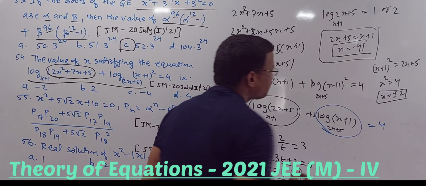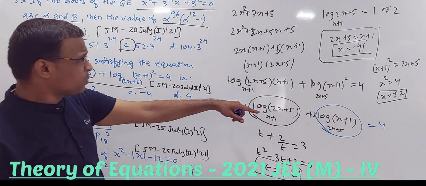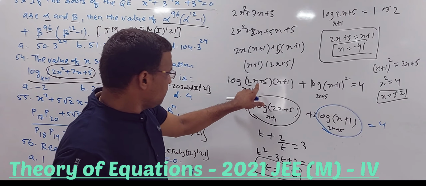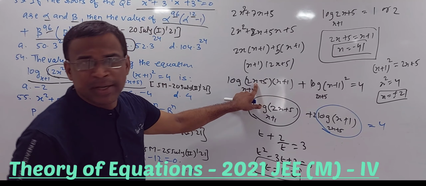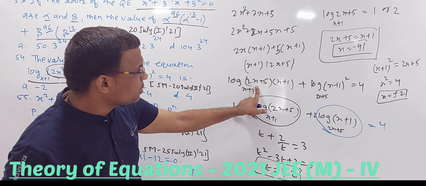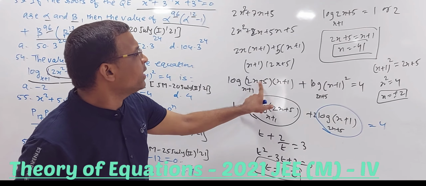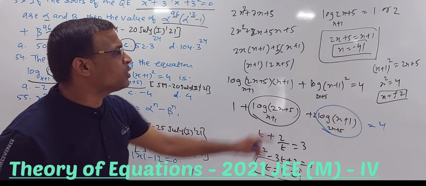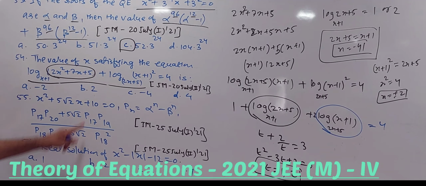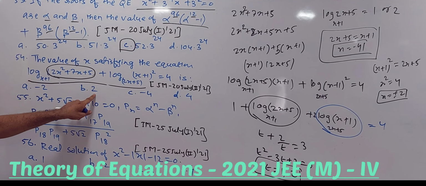So x is equal to plus minus 2 and x is equal to minus 4. But if you put minus 4 here, it will be negative. We know that log is never negative. Fine. So if you put 2, it is satisfied. If you put minus 2, again it is not satisfied. It is giving negative answer. So x is equal to 2 is the answer which you are getting. The value of x is 2.